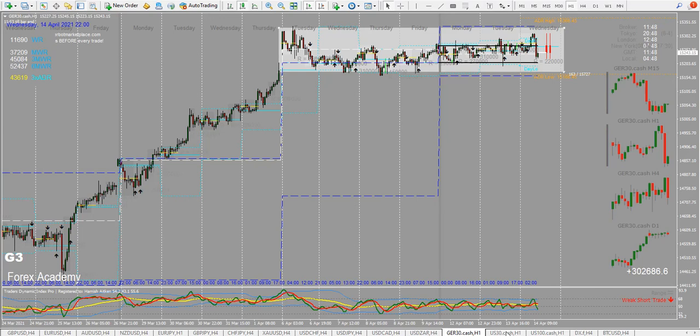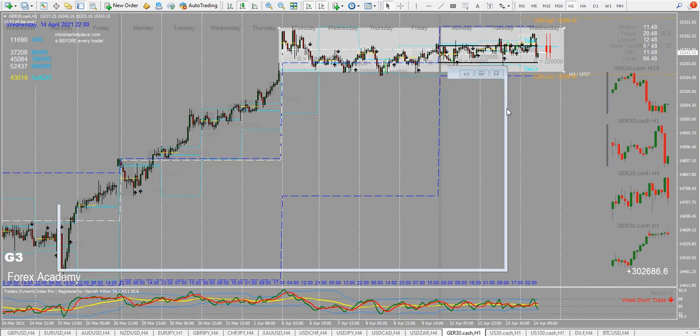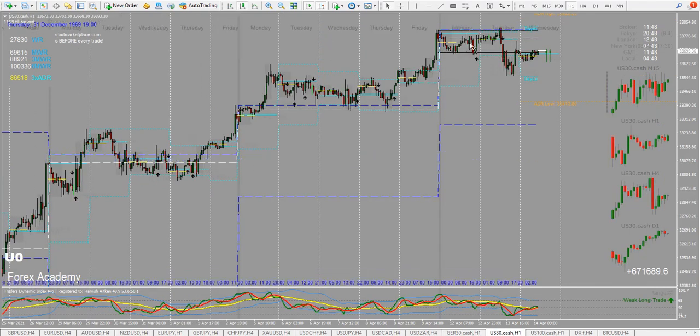And then US 30, it is also consolidating. They keep on doing the continuation of movement. They accumulate and distribute, accumulate and distribute. So if you are to trade this pair, I will tell you to stay away or stay on the balcony, guys.